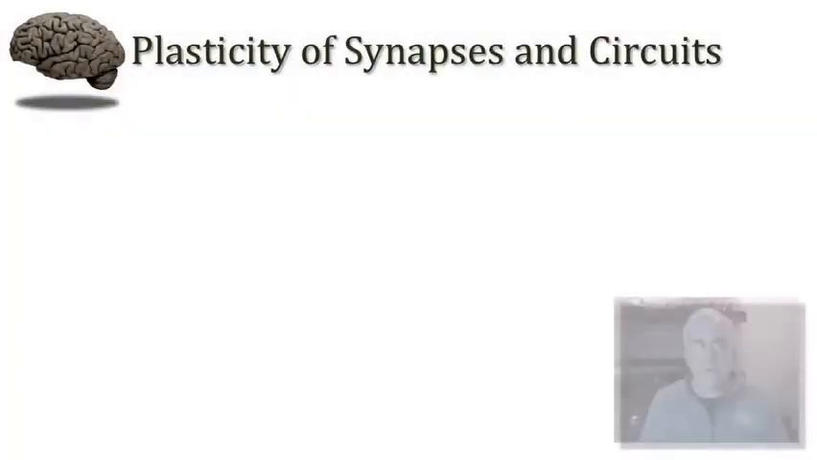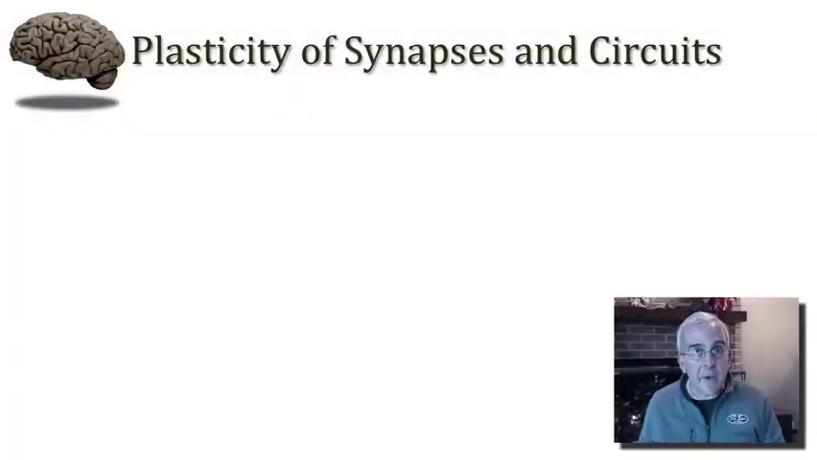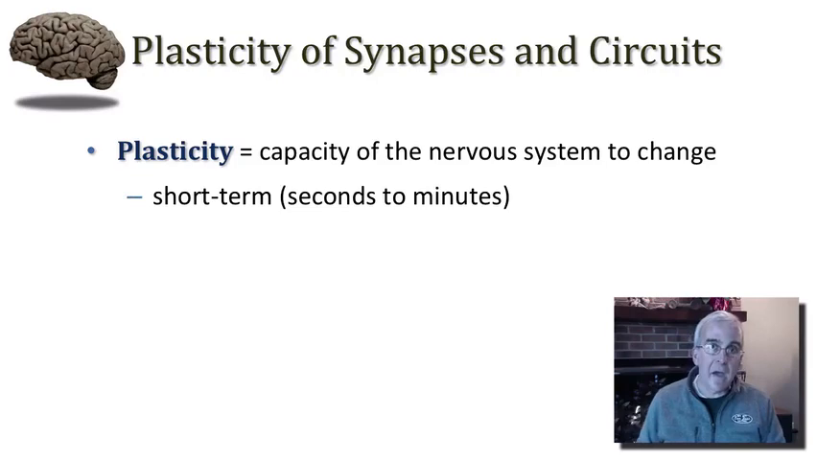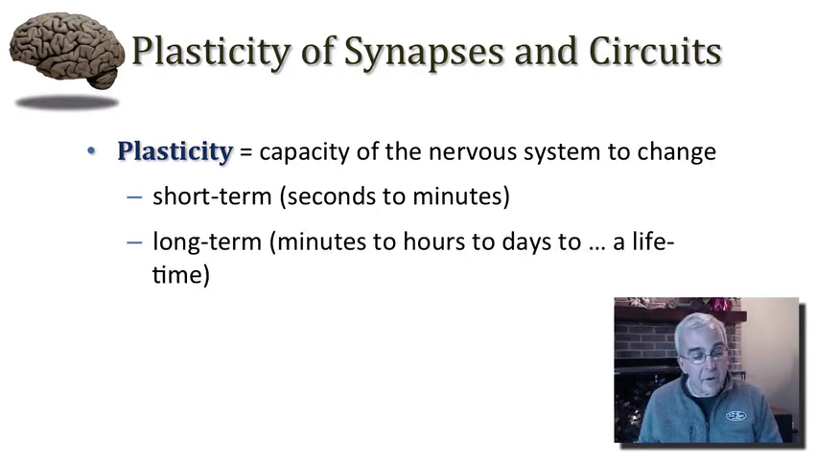So let's begin this discussion by making sure we really know what we're talking about when we use this word plasticity. Plasticity simply means the capacity of the nervous system to change. And we can think about this concept from a number of different perspectives, and I'd like to suggest a few of them. I'd like to suggest the temporal frame of understanding plasticity. Plasticity can be short-term, over the course of milliseconds to hundreds of milliseconds to seconds to minutes. It can be long-term. It can last minutes to hours to days and to even a lifetime.